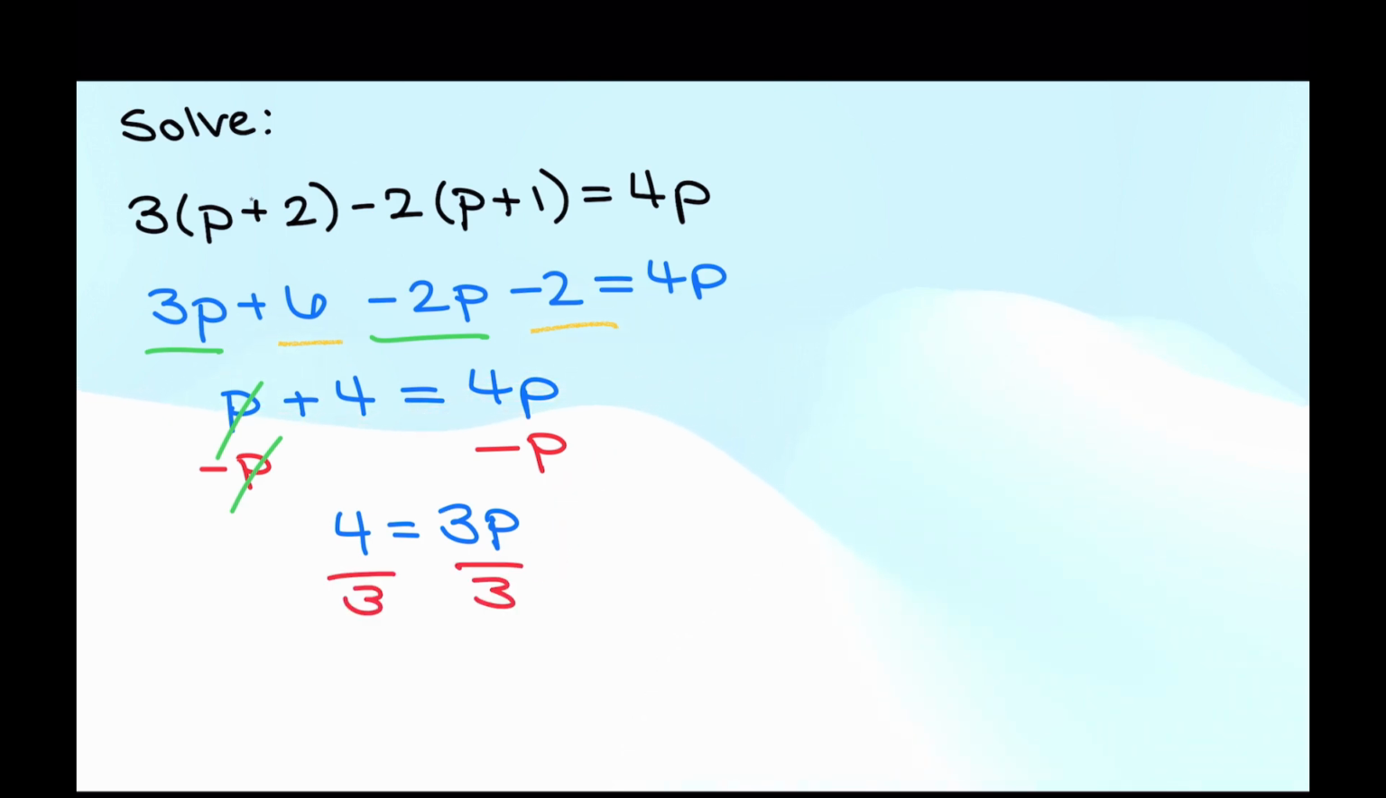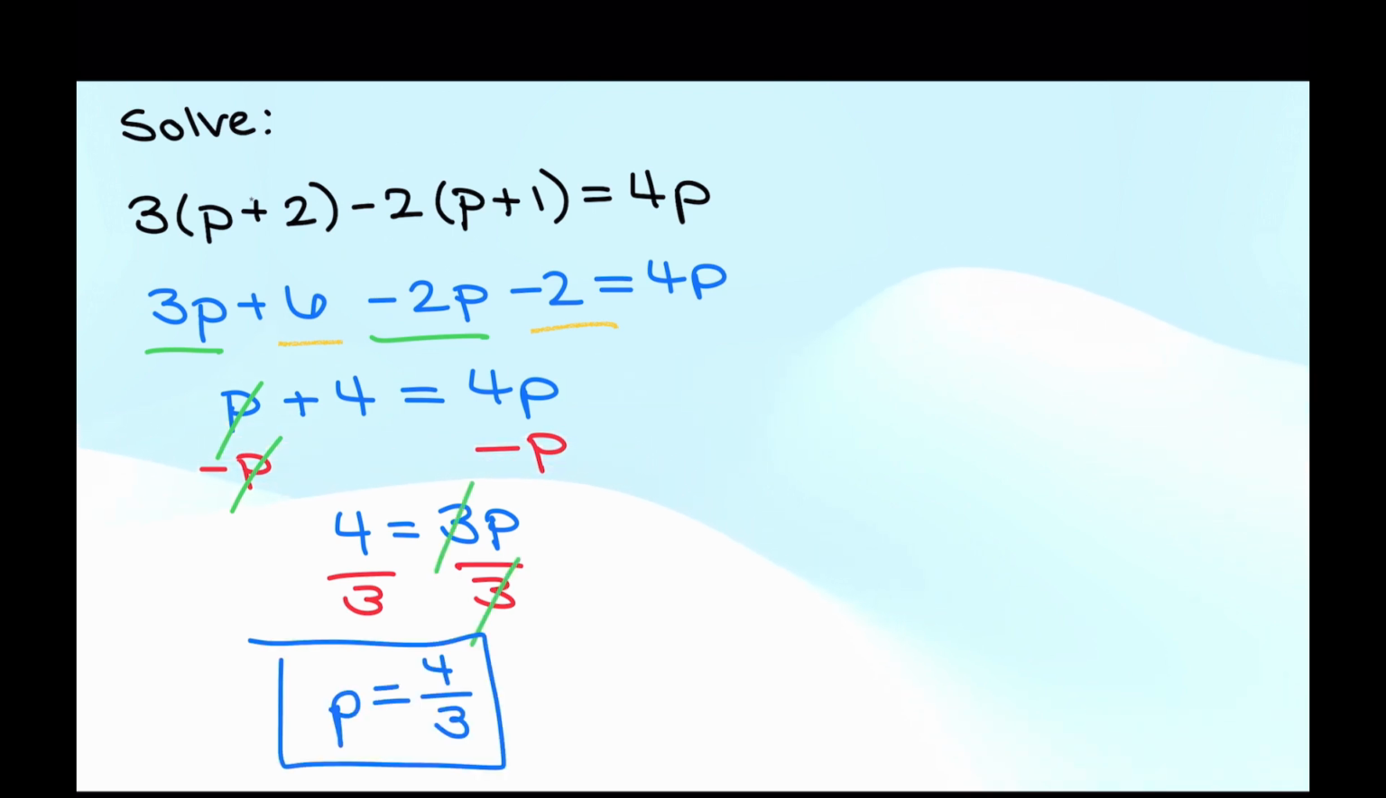And then to finish, we have 3 times p, so we'll divide both sides by 3. 3 divided by 3 is 1. So on the right side here I have a p, but I'll just rewrite that with the p on the left, just because it looks nicer to have your variable written down first. So p equals, and then 4 divided by 3, well, 3 doesn't go into 4 evenly, so I'm just going to leave that as a fraction, and my answer is p equals 4/3.